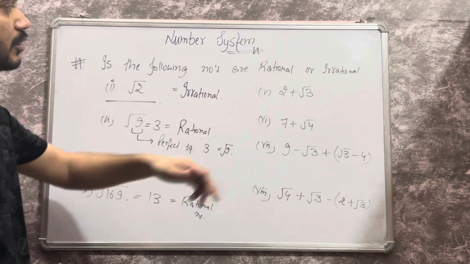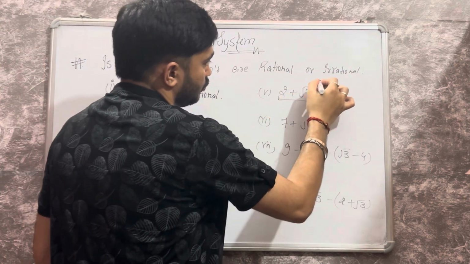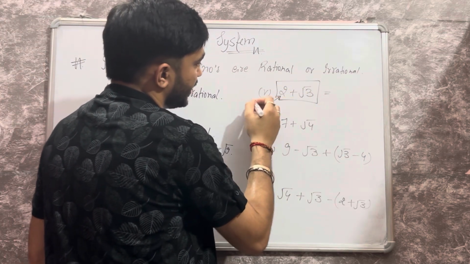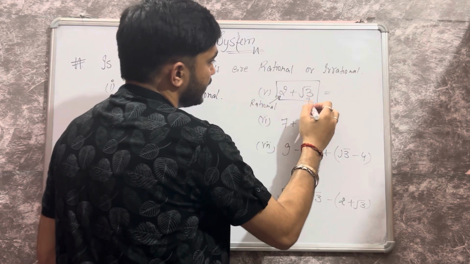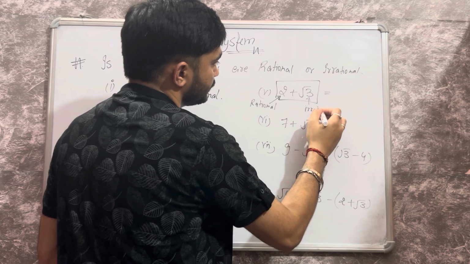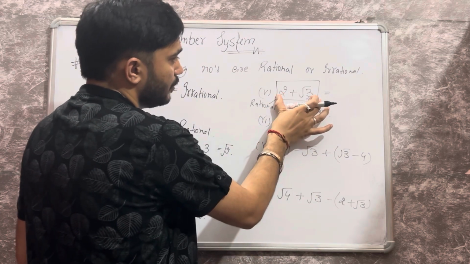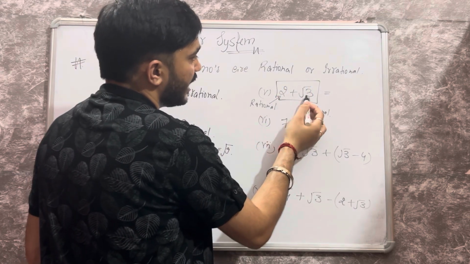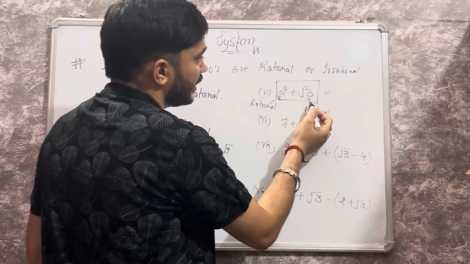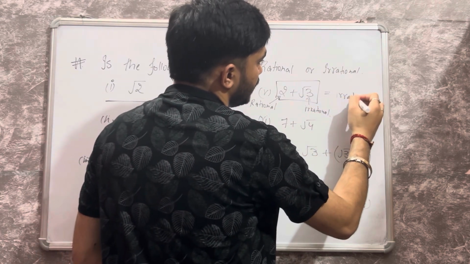Now moving forward to question number 5. Here we cannot add these two terms because 2 is rational here and under root 3 is irrational here. We just have to tell whether this whole number is rational or irrational. So always remember, if you are adding, subtracting or even multiplying any rational number with an irrational number, it will always be an irrational number.